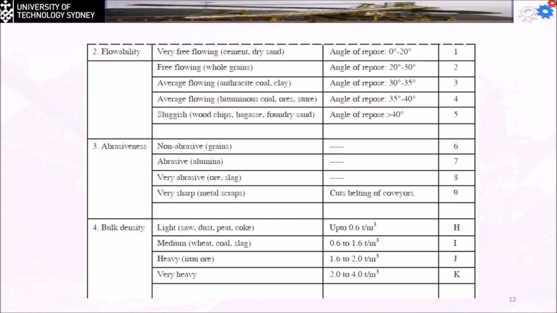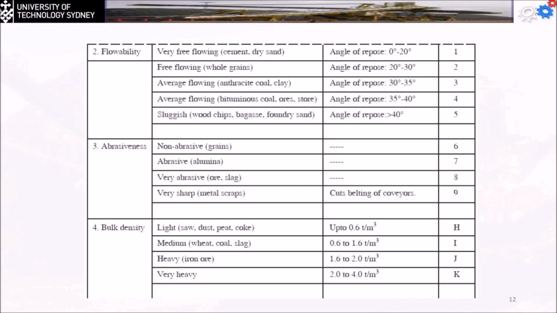But if it's going to be sluggish, like the wood chips, the baggers, or the foundry sands, the angle of repose is going to be more than 40, and then I'm going to put the figure 5. In the middle, number 3 is going to be for the average flowing, where the angle of repose is between 30 and 35.